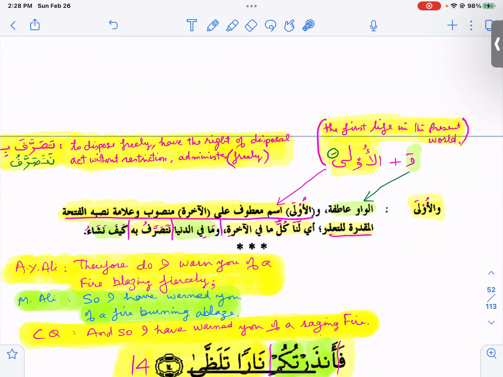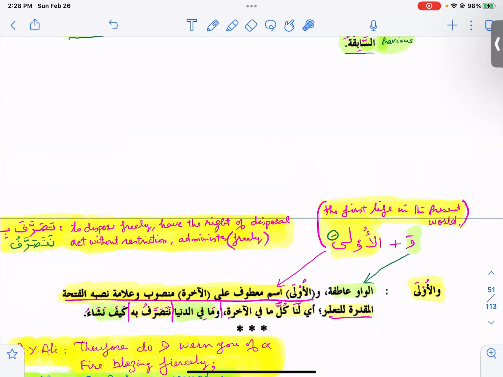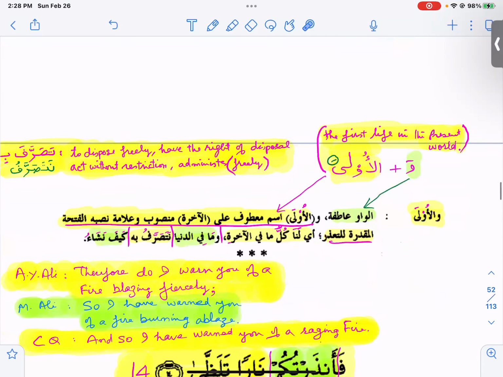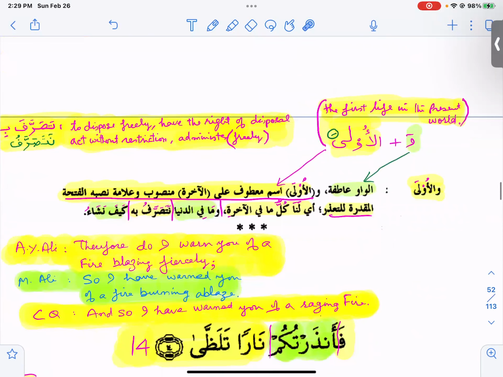So, I have written here, I have given here this sign, Mukaddara, just for your understanding. Mansubun alamatu nasbi, al fatatul mukaddara. So that is your fatatul mukaddara. Ay lana kullu ma fil akhirati, Allah says, wa ma fil dunya, natasarrafu bihi kaifa nishaw. Tasarrafa bi: to dispose freely, have the right to disposal, act without restriction, administer freely. That is to Allah, how to administer and dispose everything, whatever He wants. It is in Allah's hand. Nobody has to interfere.